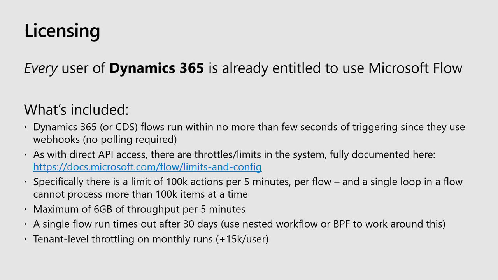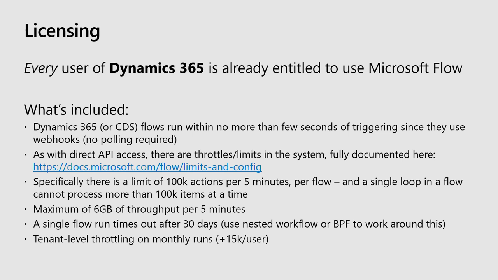And if you have a database with 1 million records and you try to build a single flow that every 5 minutes downloads all those 1 million records and does something with them, you will actually be throttled. So there are limitations in the system, and you have to be aware of these as you build out the processes that you have. Likewise, there's a limit on the size of the data that you can have.